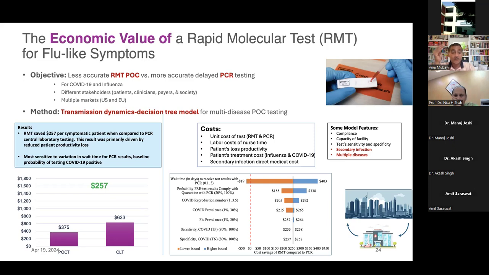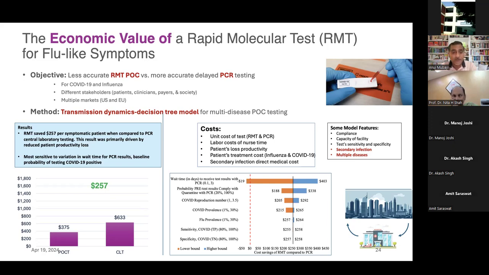And it turns out that if the PCR test is taking more than 2 days for the test result to come, then this rapid molecular test is very good to use in the population. But if PCR is taking less than 2 days, then not. Why was PCR taking so many days? Well, there were so many people lining up for diagnostic tests during COVID times. So this is the trade-off that we were examining.